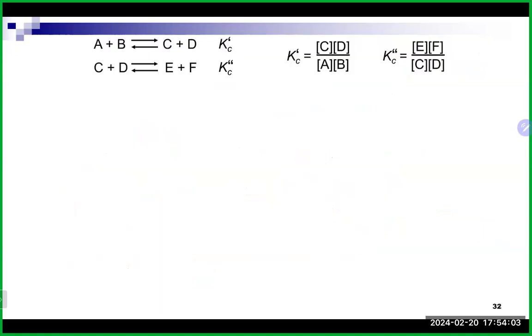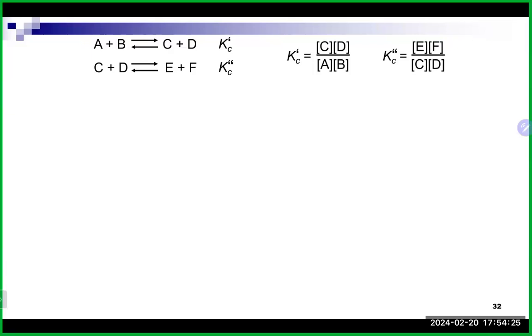All right, let's talk a little bit about ways that we manipulate certain equations. So for example, if we have these two equations, there may come a time where you may have to move around certain equations that have equilibrium constant values associated with them.